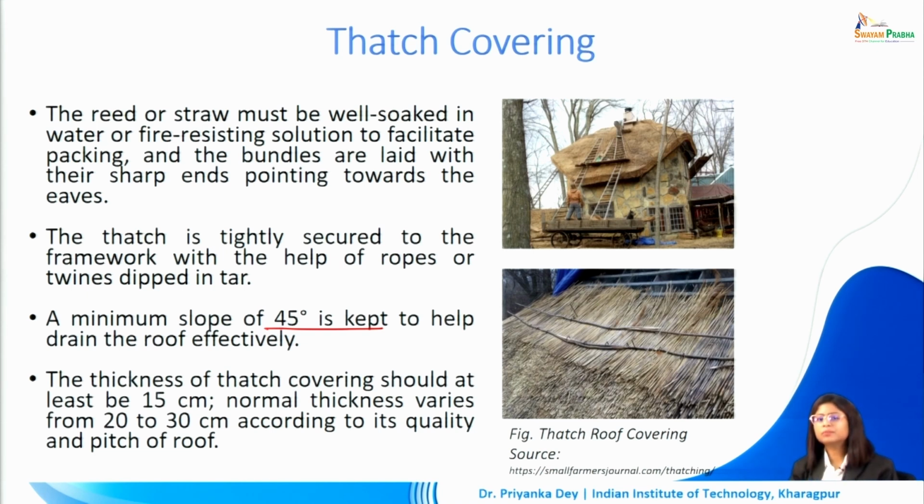Now because thatch is something that's not going to be very durable, we do not want the water to stand at any point, and it needs to be immediately drained off, hence the higher angle. Now the thickness of thatch covering should be at least 15 centimeter. Normal thickness varies between 20 to 30 centimeters depending upon the quality and the pitch of the roof. So depending upon what angle we have selected, we can go for a varying thickness, but preferably 20 to 30 centimeter of thickness should be given when we are fixing our thatch together.